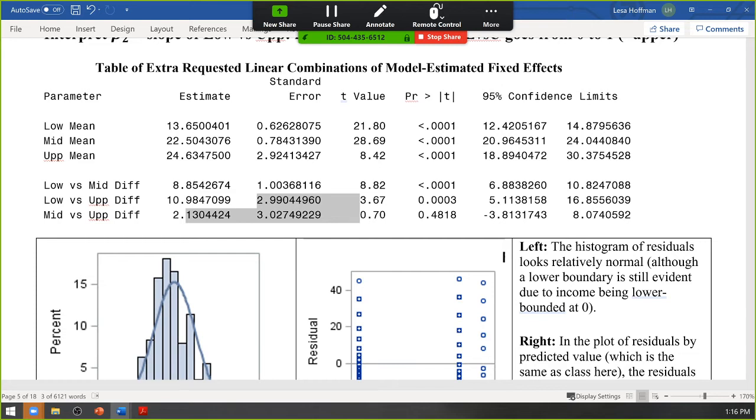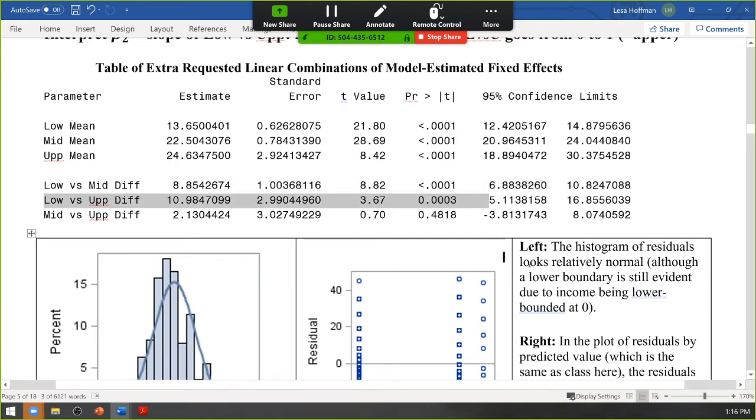And so, yeah, what about the 0.003 question? Yeah, that one is for this difference right here. A difference of 10 would be expected less than 0.03% of the time if the true difference were 0. So low is different than medium. Low is different than middle. Low is different than upper. Upper and middle are not different.